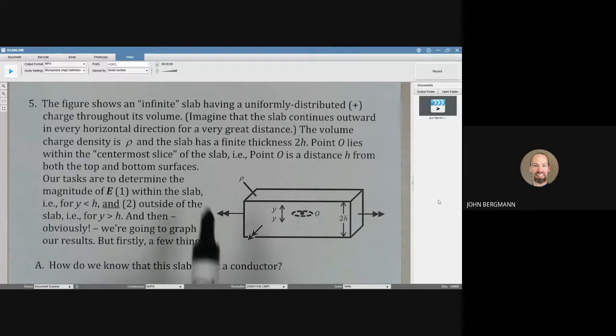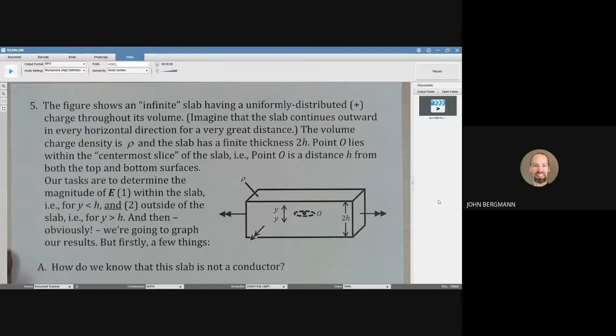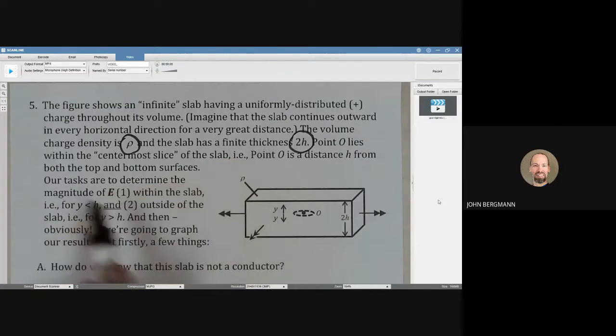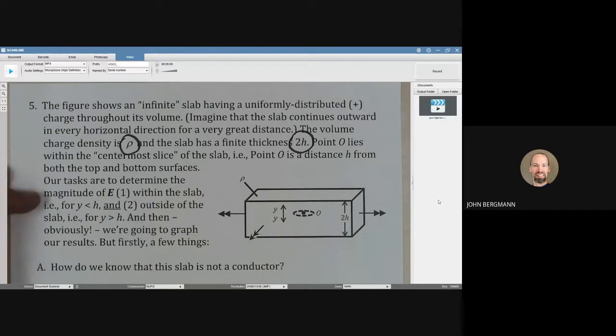And there's a uniformly distributed positive charge throughout its volume. The volume charge density is rho, and the slab has a finite thickness of 2h. Point O lies within the centermost slice of the slab. In other words, it's equidistant, a distance h from both the top and bottom surfaces. And we want to figure out what's the magnitude of the electric field within the slab, that is when y is less than h, and then outside of the slab. And then we're going to graph our results.